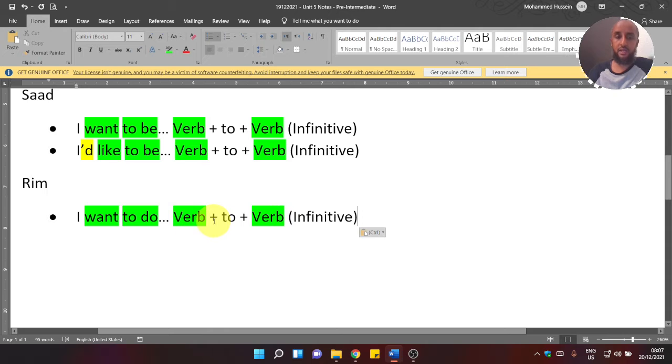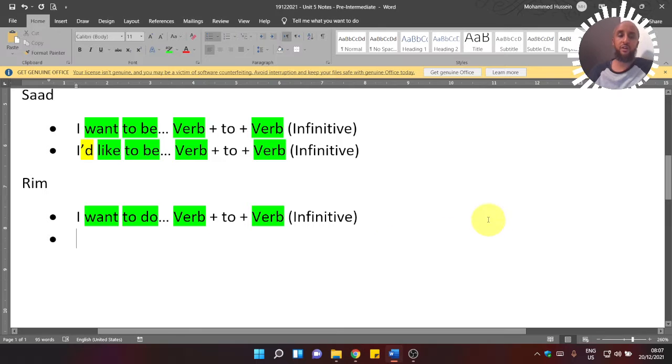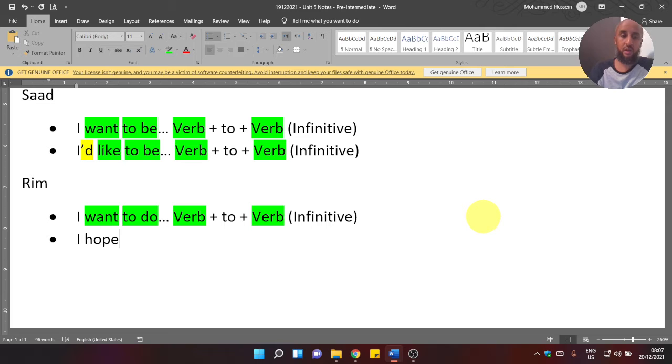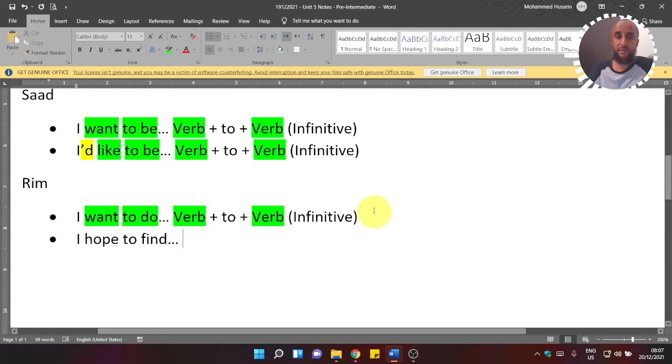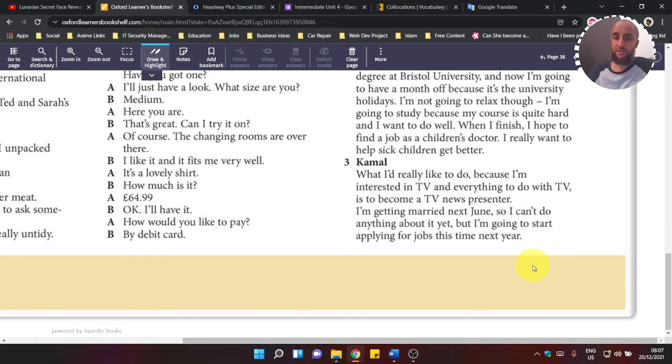Okay, so this follows this pattern here. The next one is when I finish, I hope to find. Okay, it's another one. I hope to find. And again, this is the same pattern here: verb plus to plus verb. Okay, let's continue. Let me see if I can make this bigger.